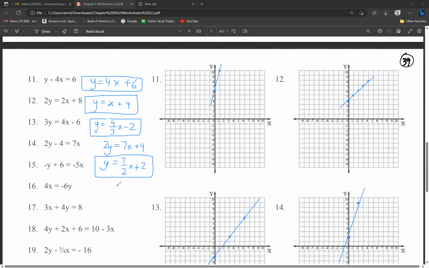All right, what about 16? So just rewrite 16 as -6y equals 4x. Now what? What are we going to do to both sides? Divide by -6. So divide both sides by -6. The -6's will cancel. So what is y equal to? 4 over -6. Yeah, exactly. -4/6x.